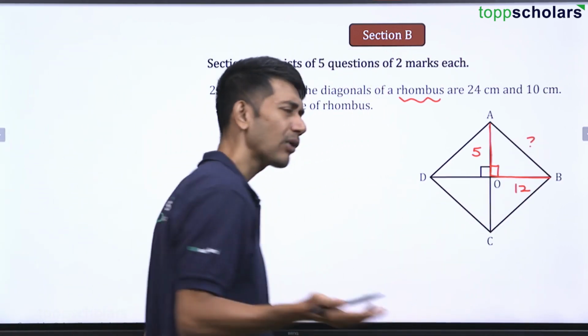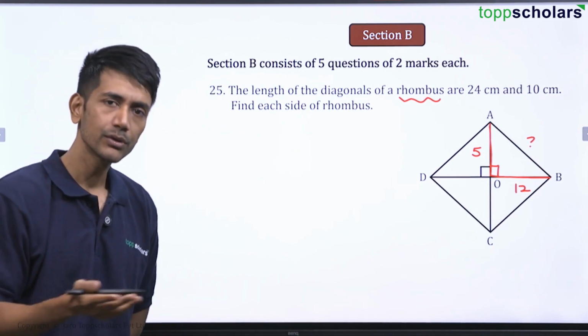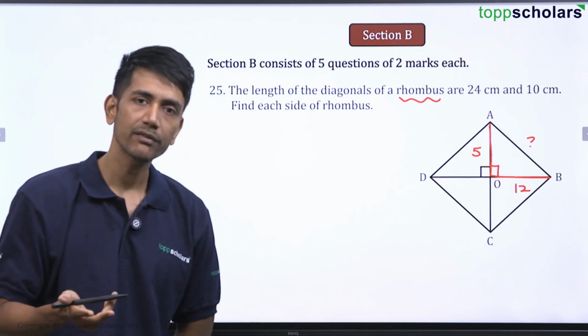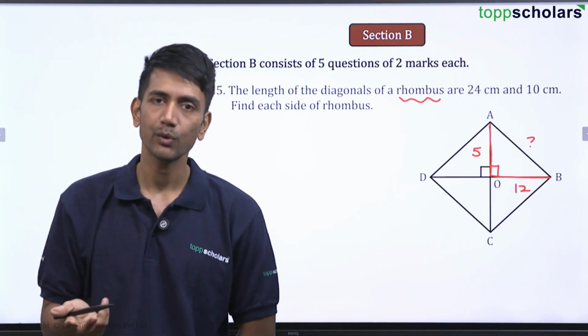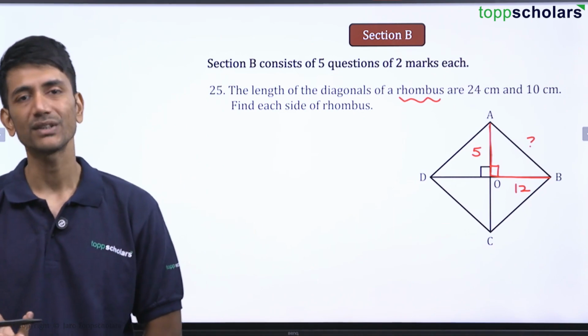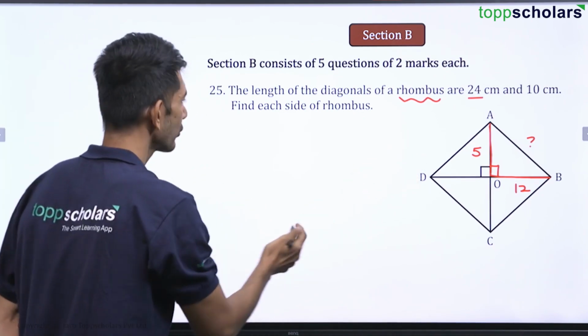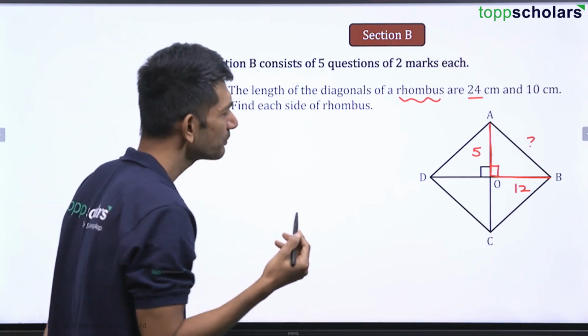Now this is very simple. All I need to do is apply Pythagoras theorem. You know Pythagorean triplets here, 5, 12 and 13. So here I can say that 5 square is 25, 12 square is 144, 25 plus 144 is 169 and under root of 169 is going to give me 13. Okay, so here we can say that diagonals of the rhombus bisect each other.